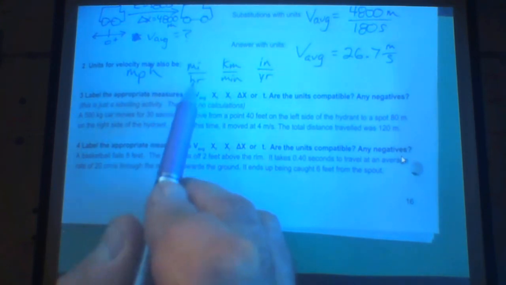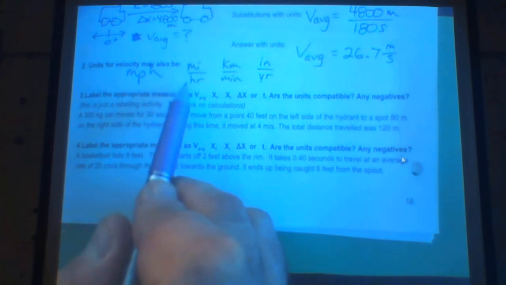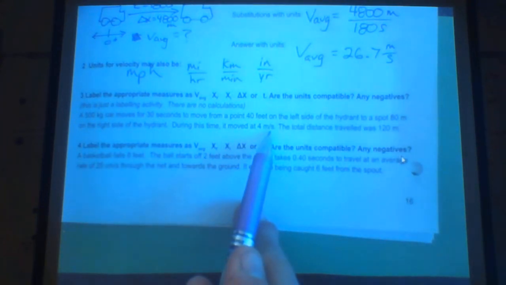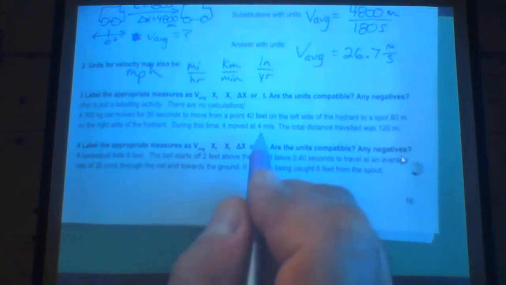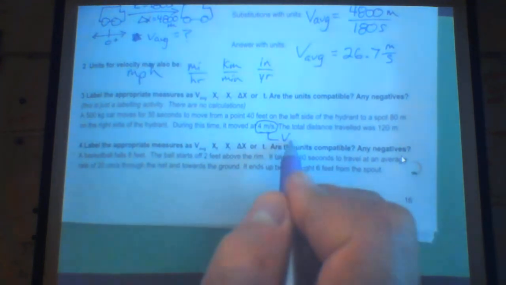We want to look for some kind of a unit that's a fraction with a plain distance on top and a plain time on the bottom. Looking for a fraction. There's a fraction. Meters per second. So I'm going to circle that, and I'm going to call that average velocity.